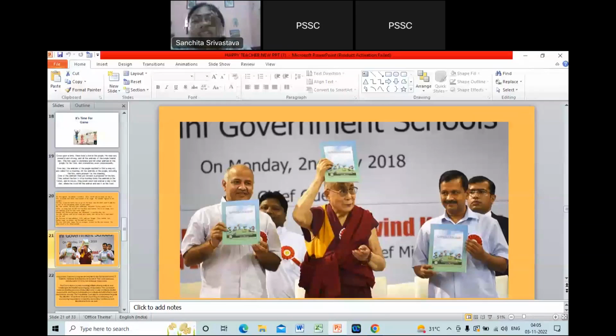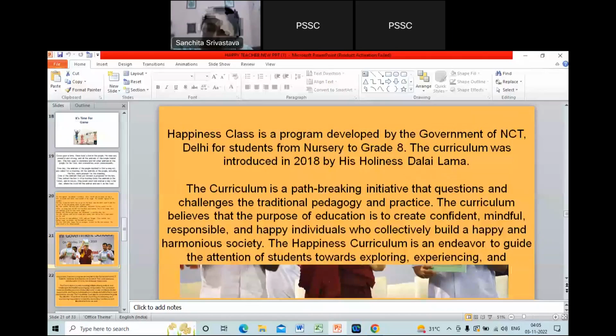Okay, why did he introduce this curriculum? The curriculum is a path-breaking initiative that questions and challenges the traditional pedagogy and practices, the pedagogy we are dealing with every day, and does not enforce it on the children. Because today's children are overburdened with the syllabus. This pedagogy is burdening them. Even a KG class child is equally as stressed as a class 12 child.